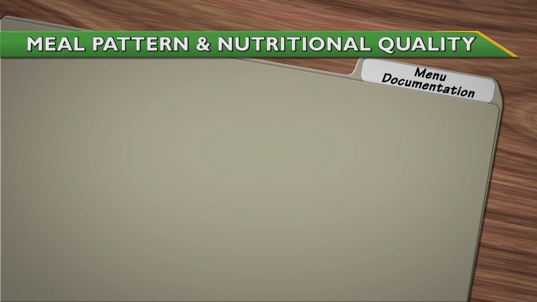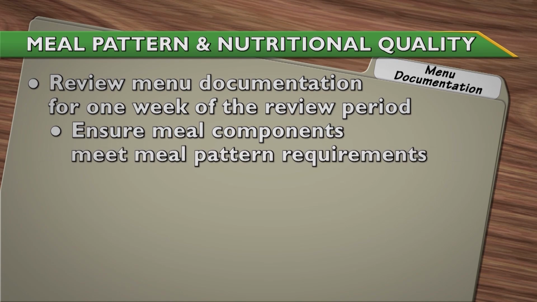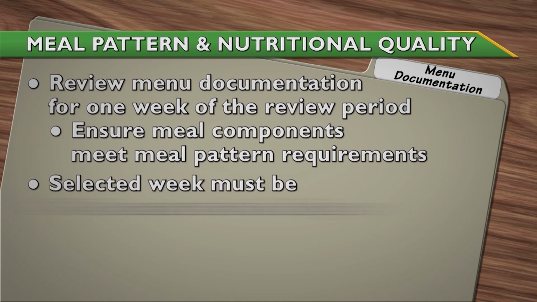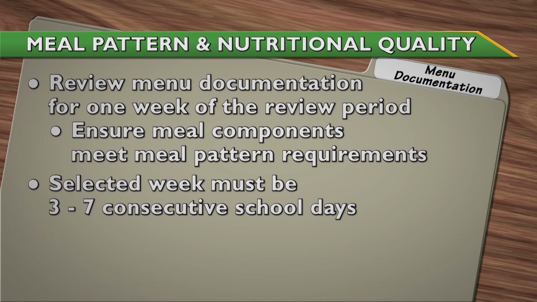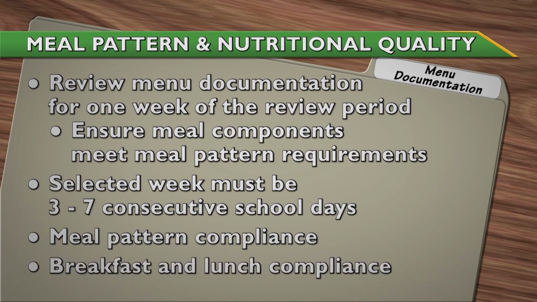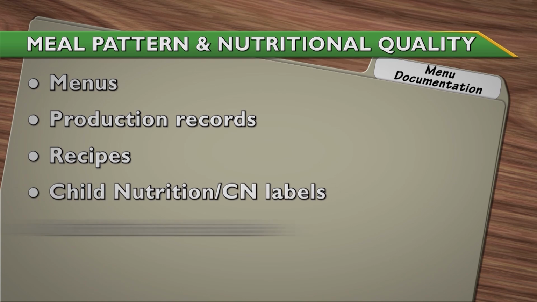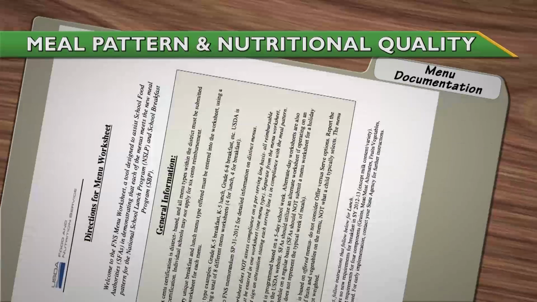The reviewer will review menu documentation for 1 week selected from the review period, in order to ensure all meal components are offered in quantities that meet the meal pattern. The selected week must be 3 to 7 consecutive school days. The reviewer will assess meal pattern compliance and will also review breakfast and lunch documentation for compliance. The review will include menus and production records, recipes, child nutrition labels, and nutrition fact labels.